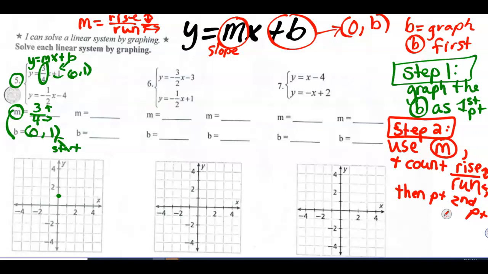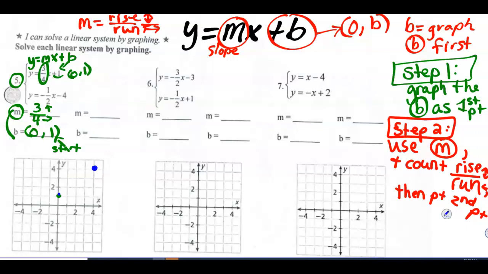You put your first point on the b after you identify it, and we just did that. And now I'm going to count. My slope is 3/4. So that means I need to go up 3. So I'm just going to count 3 boxes. 1, 2, 3, and I go over 4. 1, 2, 3, 4. That's where I put my second point. Those little dots were just to help me count.